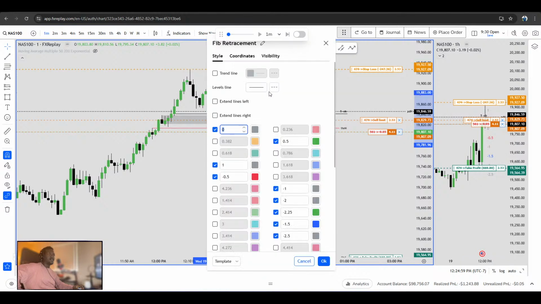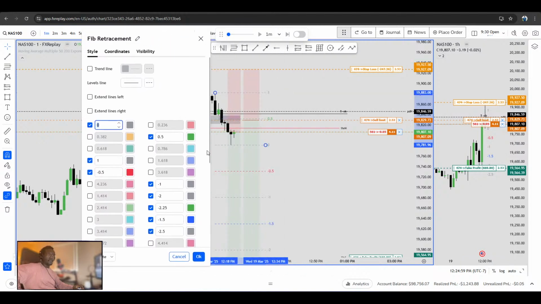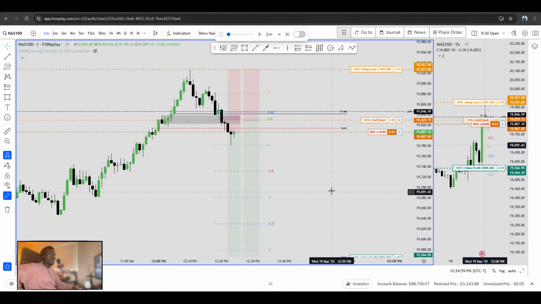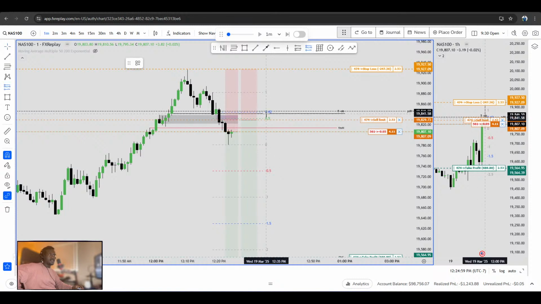Let's go in here, I'm gonna add that 0.62 level. We don't have it, do we? 0.618, same thing. And I'm gonna change that to blue. And then let's do that entry right there. The 0.62 level is right there.